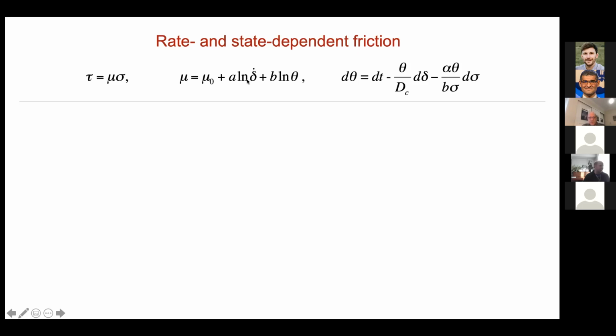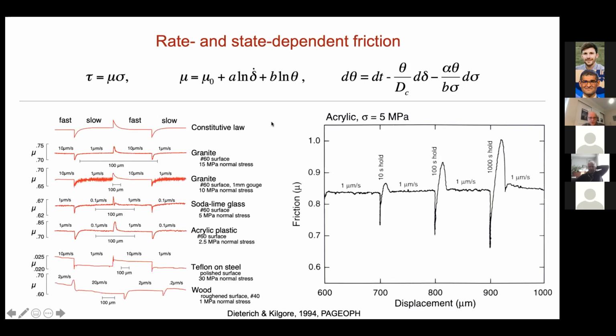So delta dot is slip rate. There's a direct sliding rate effect. And then there's the state effect that's represented by the state variable theta. And from experiments, we derive an evolution law for theta, which depends upon time, slip, and changes in normal stress, with these various coefficients. P sub c is an important one, and I'll point that out in a moment.